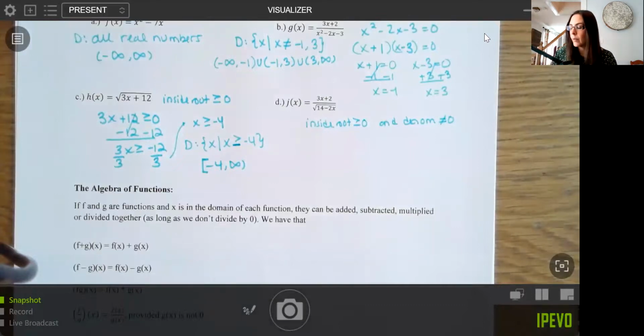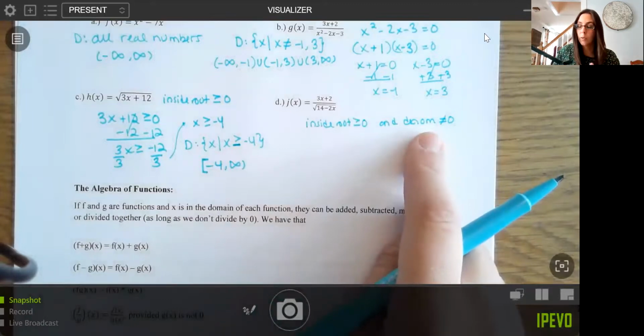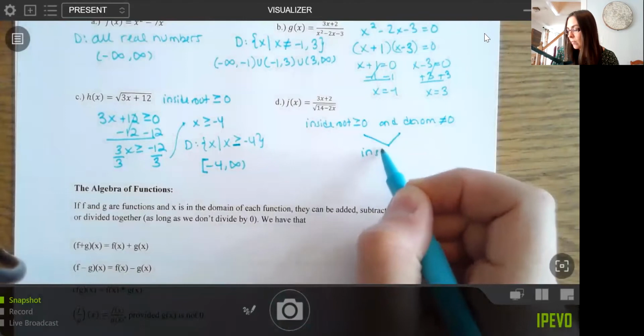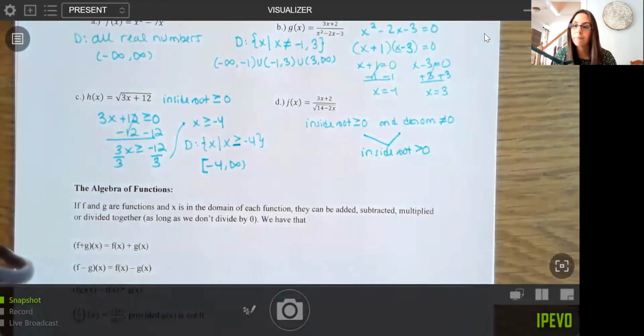If I have a root in the denominator, it has to be 0 or bigger, but I don't want it to be 0 because then that would be an issue in itself. So what I'm going to do instead is make sure the inside of my root is strictly greater than 0 in this case. That would keep the inside of the root positive, so I don't have any negatives there. And it also makes sure my denominator is not 0.